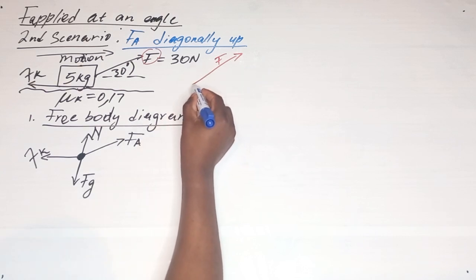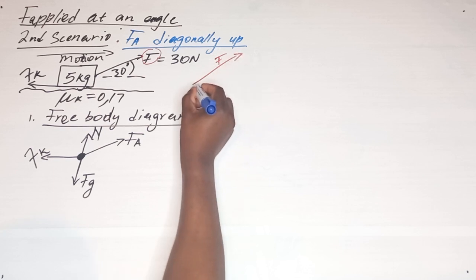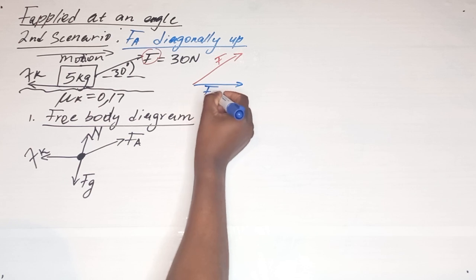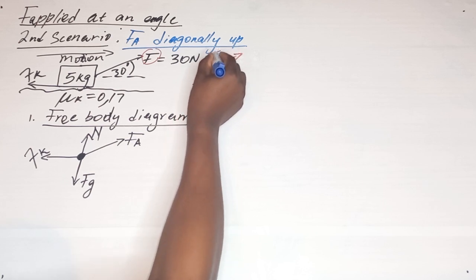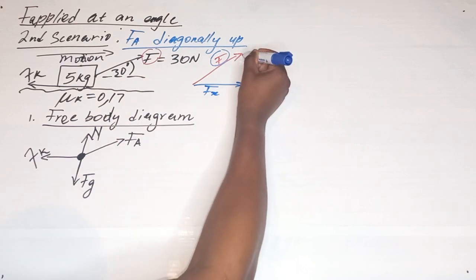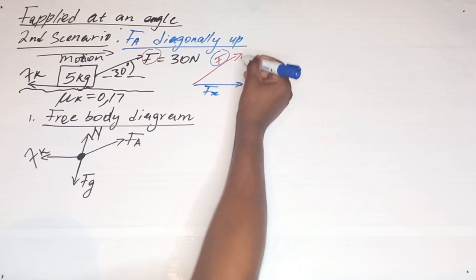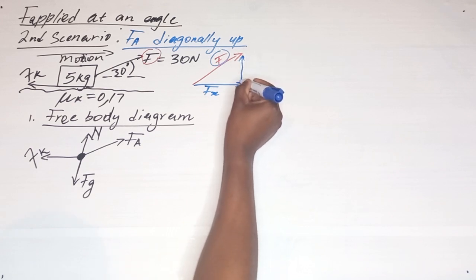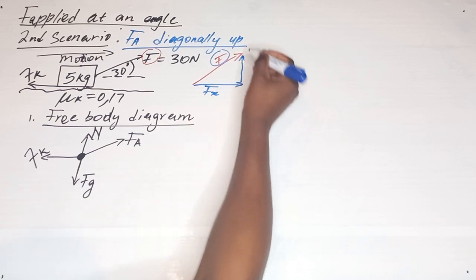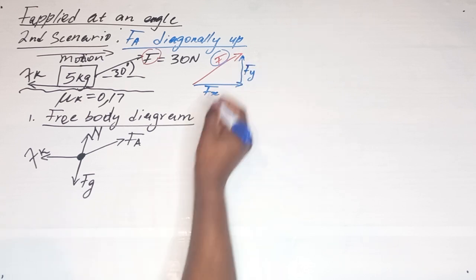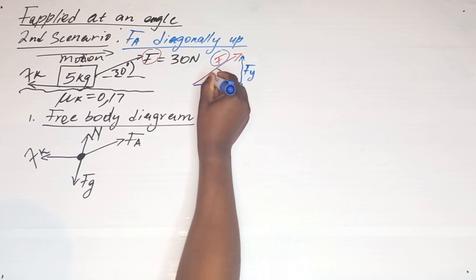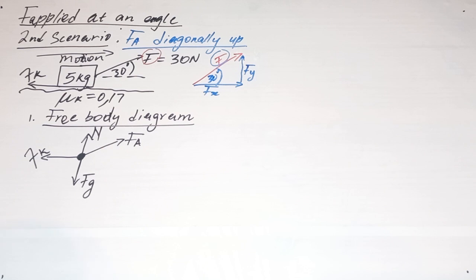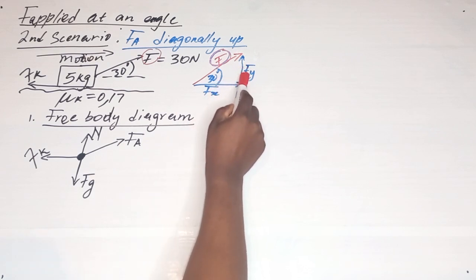So at the tail of this F applied, I should have the tail of my x component. This is Fx. It's tail to tail with the F applied, so here I should have the head, because it must be head to head. But for the components, it must be head to tail. Here's the head, and there is the start of the tail. Now this is our Fy, and the angle, this 30 degrees, is here. So we can break this applied force down into two components, the x component and the y component.